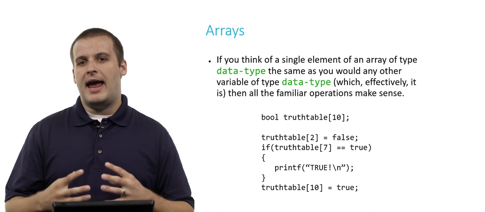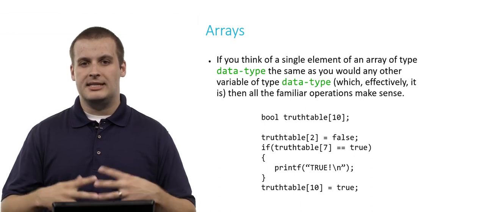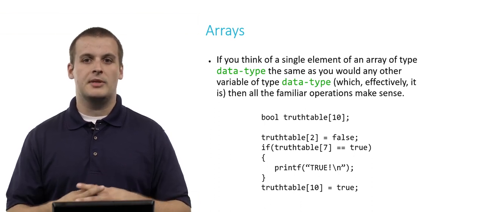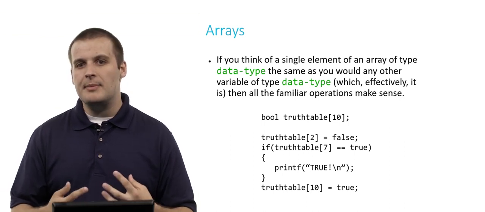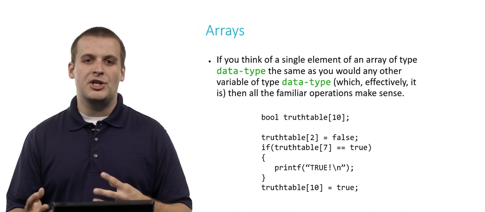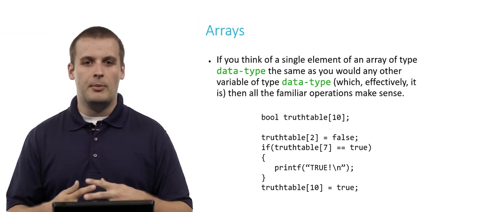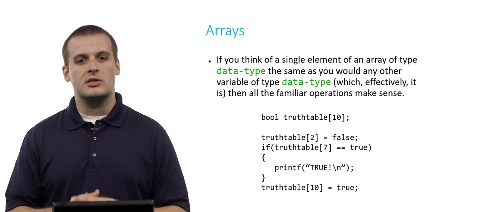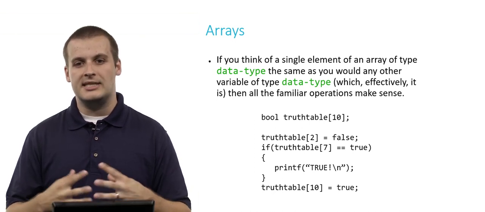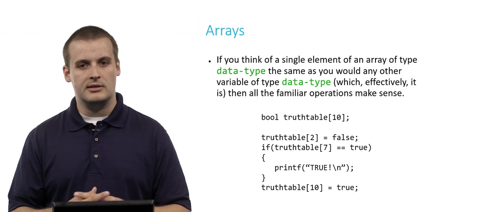If you think of every element of an array of type data type, so for example, a single element of an array of type int, the same way you would think of any other variable of type int, all the familiar operations that we discussed previously in the operations video will make sense. So here we could declare an array of booleans called truth_table, which consists of room for 10 booleans.